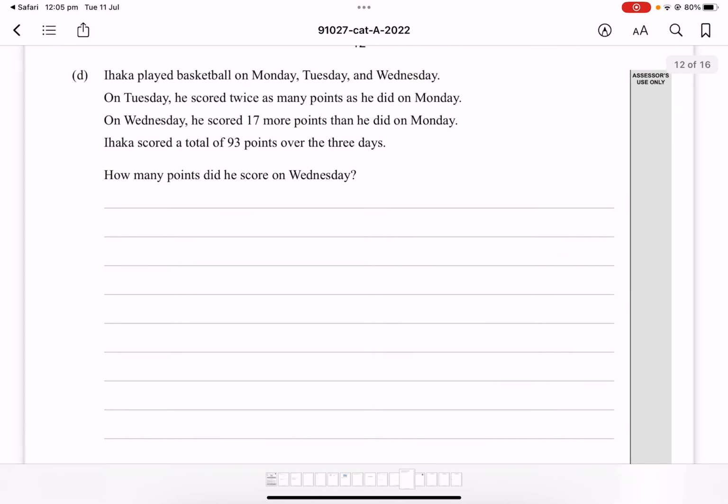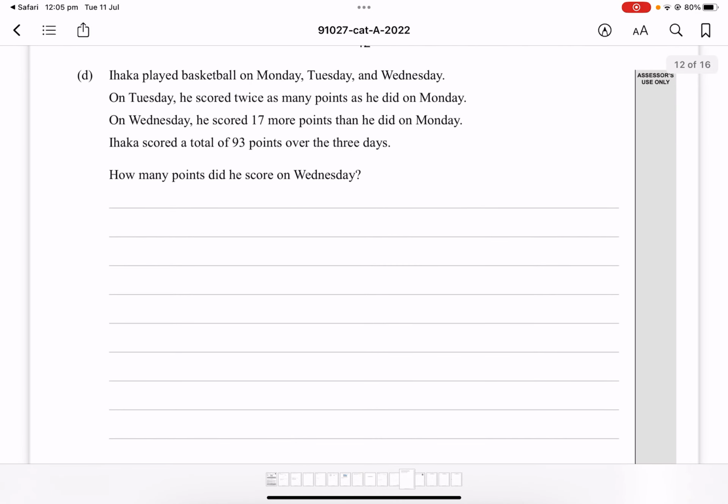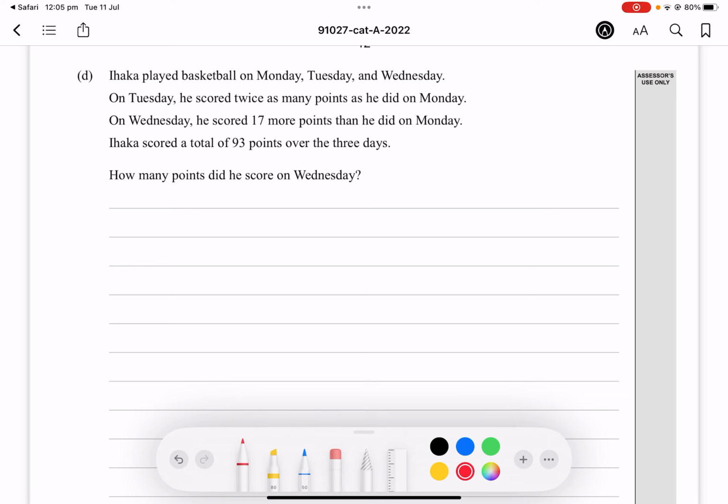All right, let's have a look at question D. Ihaka played basketball on Monday, Tuesday, and Wednesday. On Tuesday, he scores twice as many points as he did on Monday. On Wednesday, he scores 17 more points than he did on Monday. He scores a total of 93 points over the 3 days. How many points did he score on Wednesday?